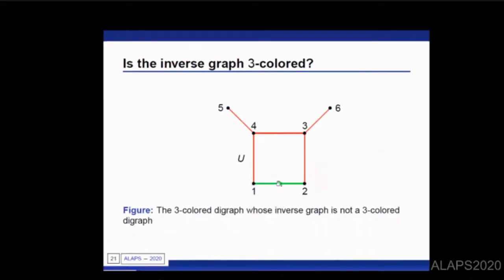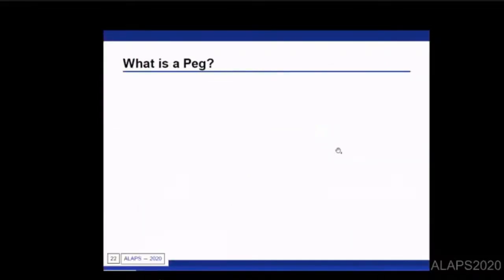It has some different inverse. So then the question is, when does a unicyclic three-color digraph have a three-color digraph inverse? So we are going to answer that question. Before we answer that question, we give some definitions which will be required for our discussion.